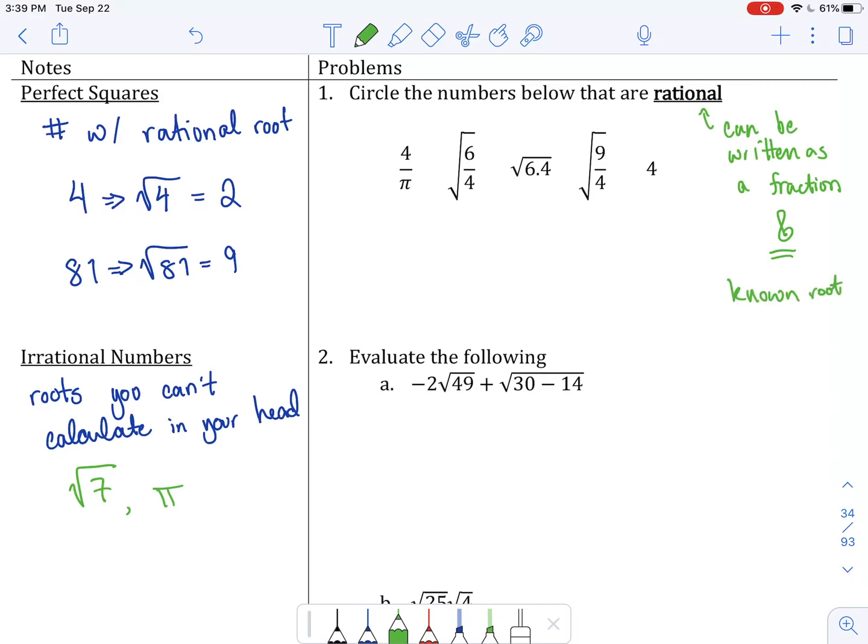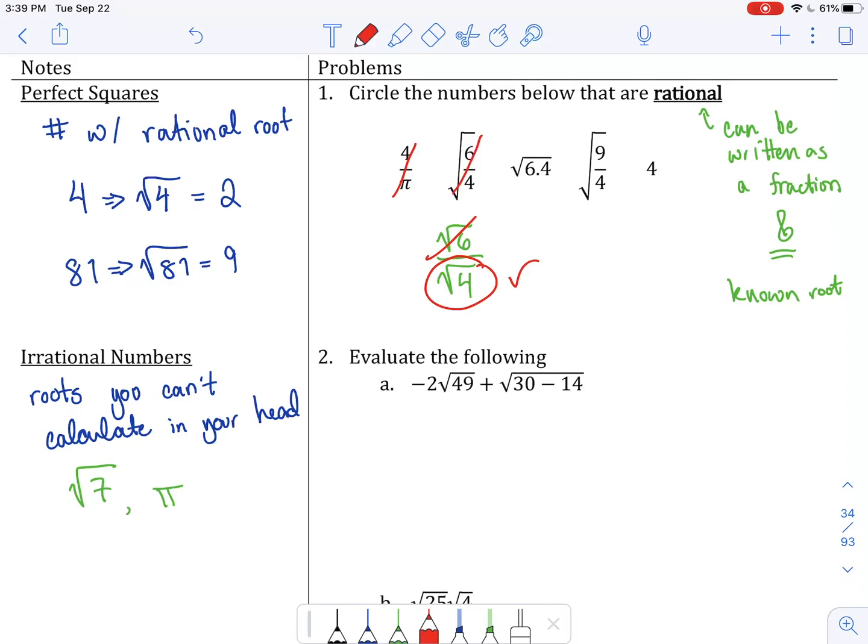Some of these we don't have to worry about because they don't have roots. Now, 4 over pi, yes, it's a fraction, but pi is irrational. So this whole thing is irrational. Root 6 over 4, this is the same as root 6 and root 4. So while this is rational, root 6 is not. And again, just like here, if one part is irrational, the whole thing is irrational.